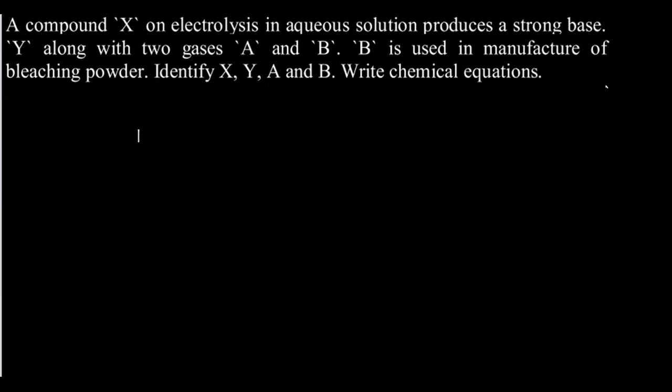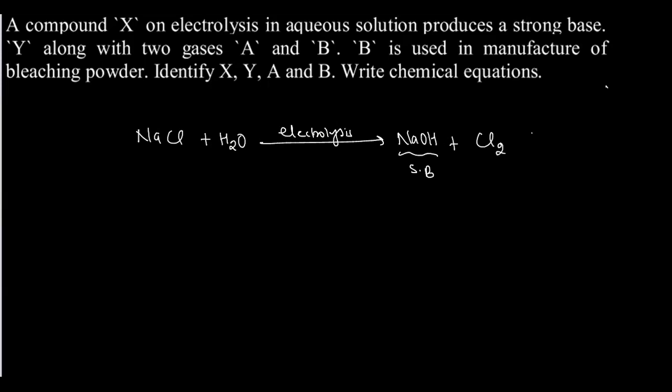Look, we have NaCl. When we electrolyse the aqueous, concentrated solution of this, we get the strong base, that is NaOH, strong base Y, plus two gases. One is chlorine gas and the other one is hydrogen gas. This is called the chloralkali process.